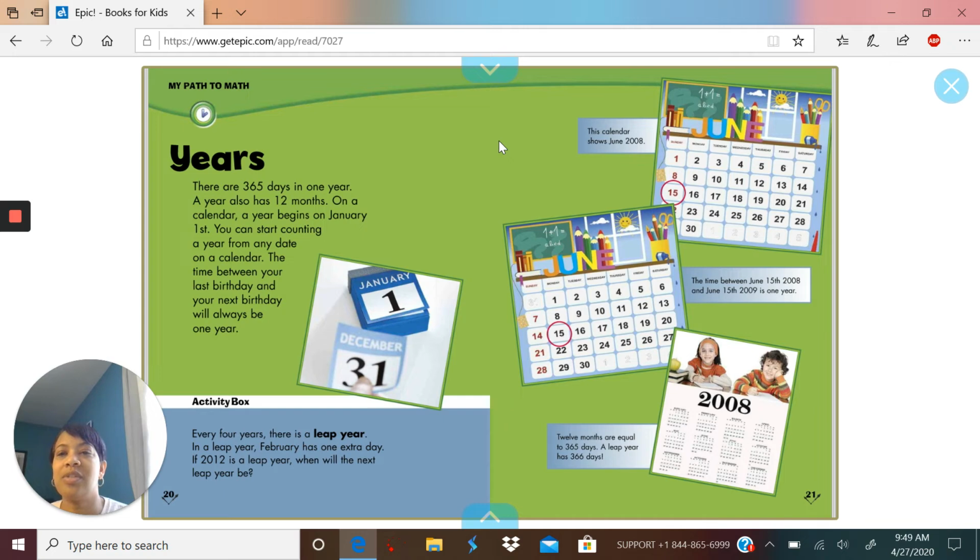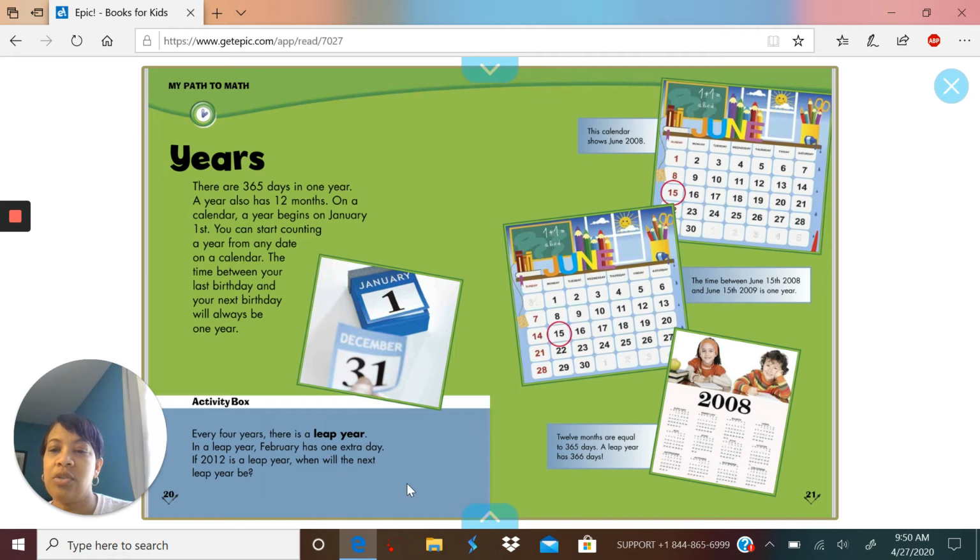Years. There are 365 days in a year. A year also has 12 months. On a calendar, a year begins on January 1st. You can start counting a year from any date on a calendar. The time between your last birthday and your next birthday will always be 1 year. And then they give you the activity.